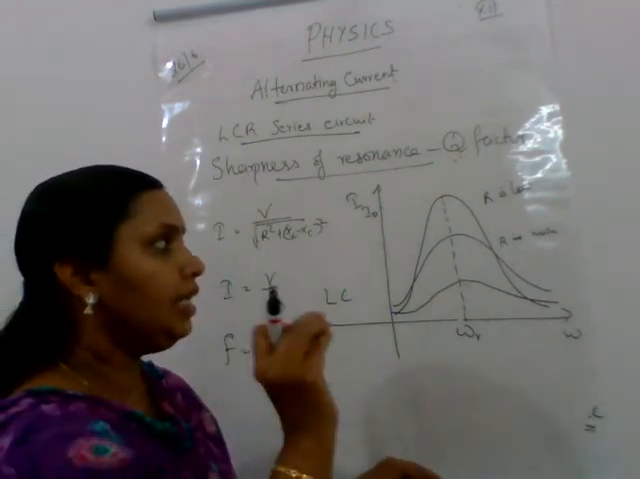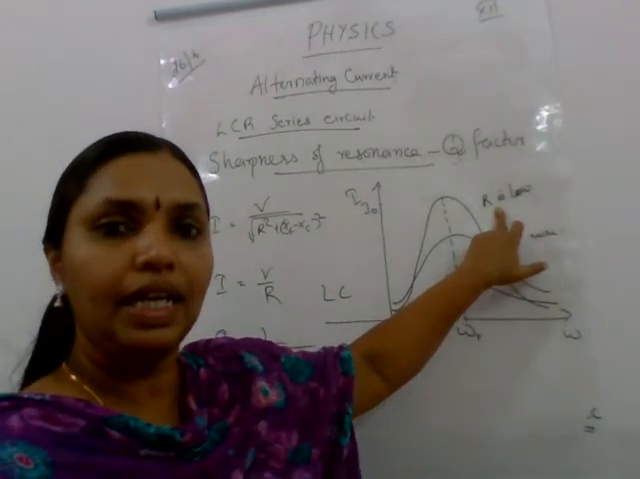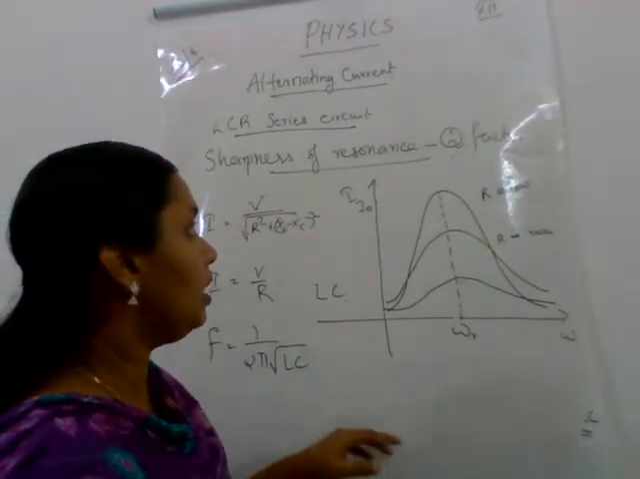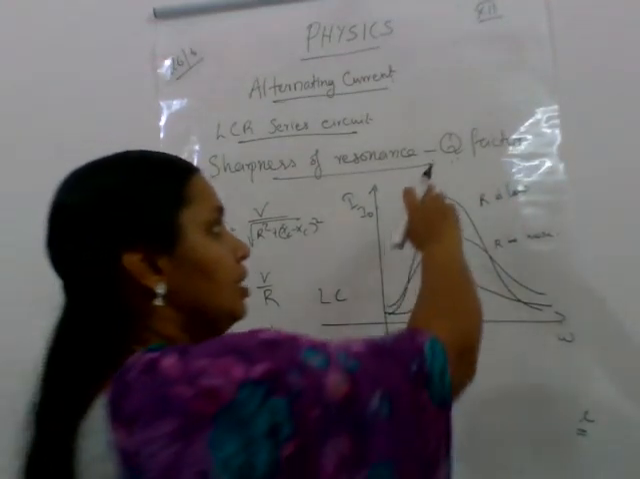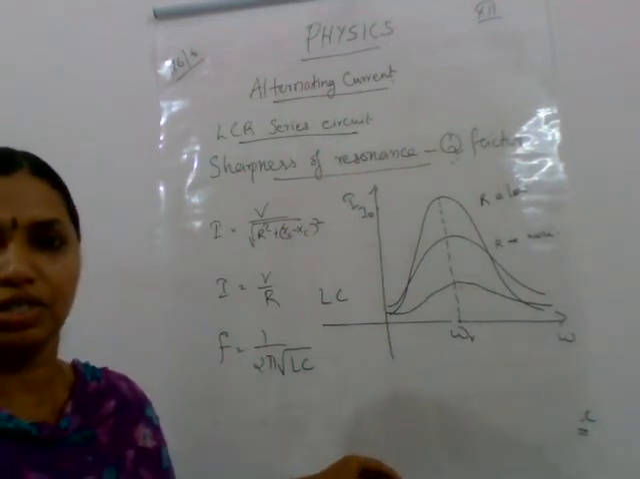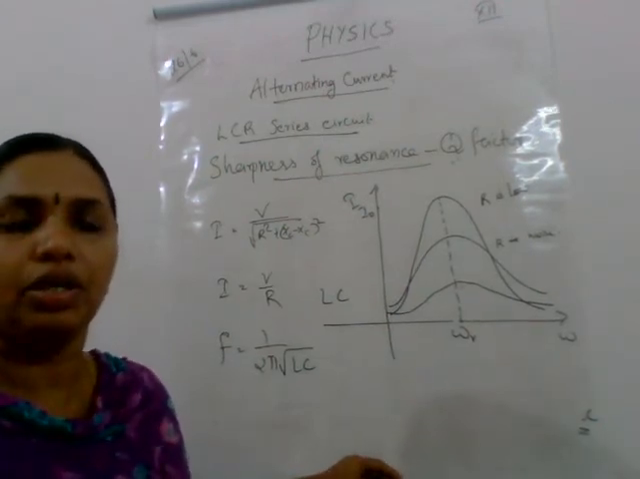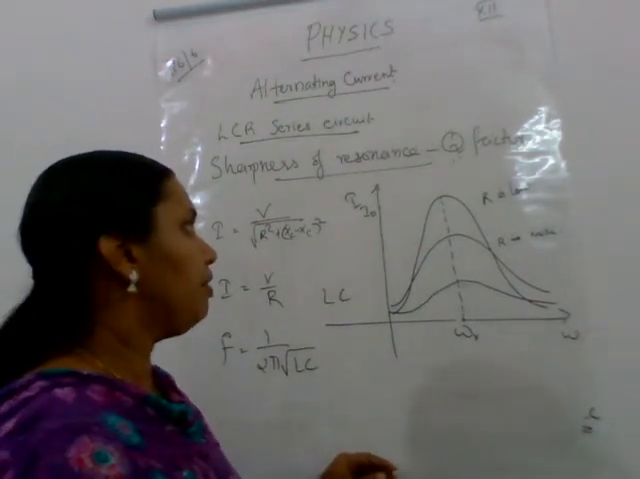So we need the maximum current, and in that case the resistance should be less, and that is defined as the sharpness of the resonance, and it is measured by a factor called the Q factor. It is a dimensionless constant. Okay, dimensionless quantity is the Q factor. So what is Q factor? How can we define Q factor?